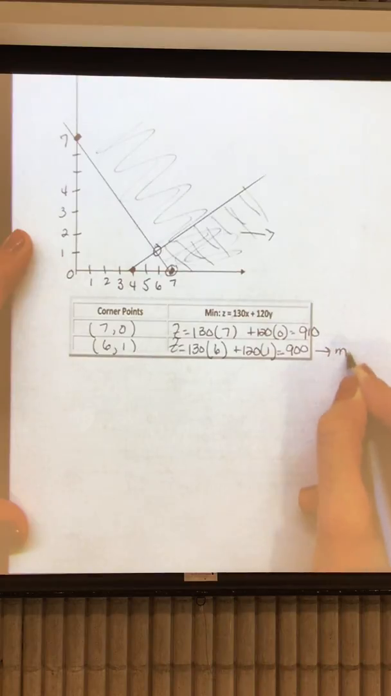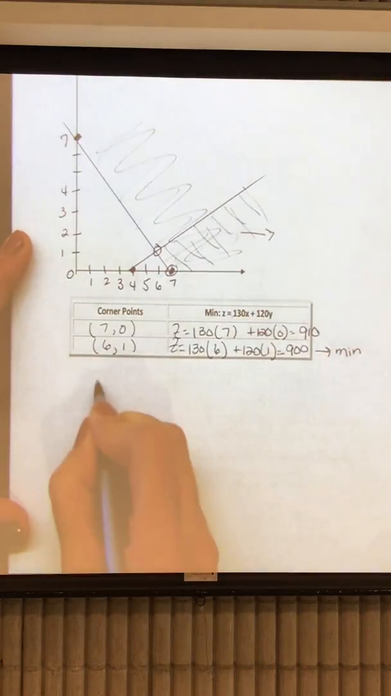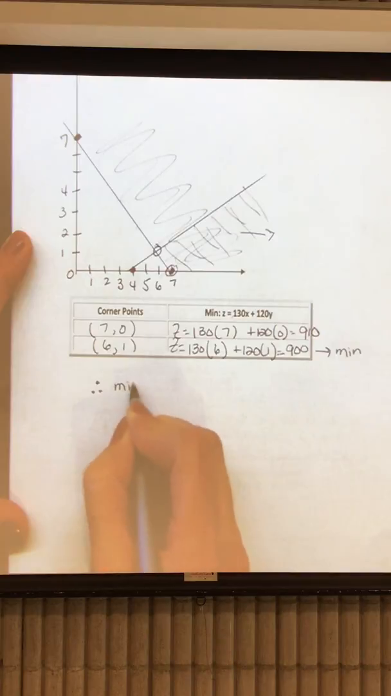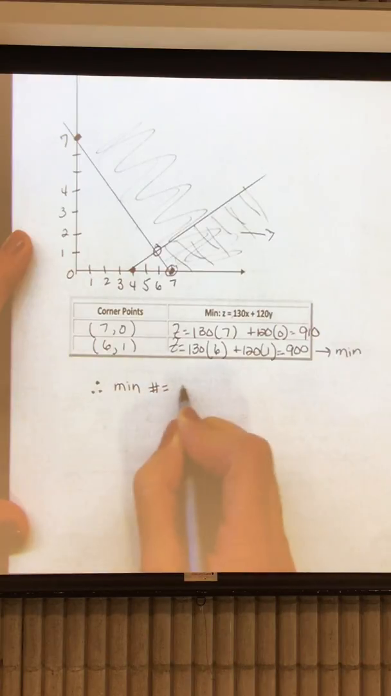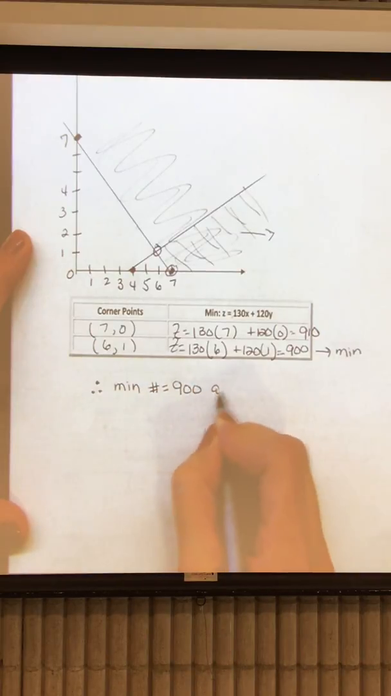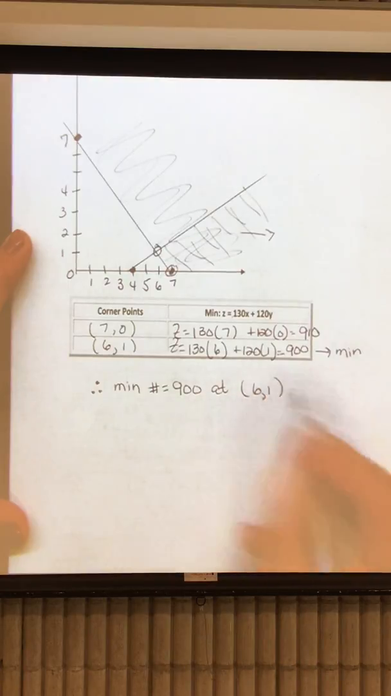And 900 is our minimum value. Therefore, the minimum number is 900 at 6, 1.